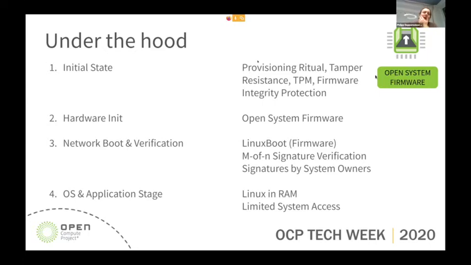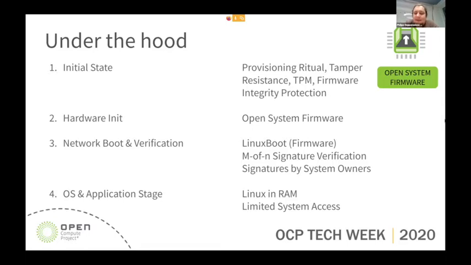Under the hood. So how does it look? First we have an initial state where we have a provisioning ritual where we have to set up the hardware. We also have a TPM, which provides tamper resistance, for example. We can also use any other trust anchor technology, to be honest. And we have integrity protected firmware, however that looks.